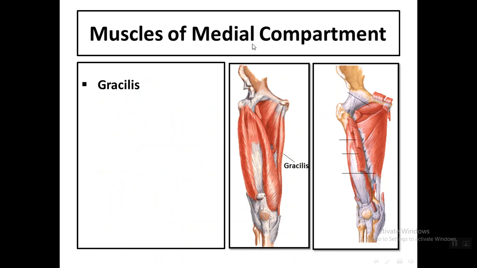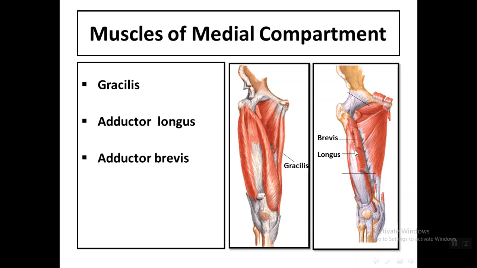First, we come to the muscles of the medial compartment. The most medial one is the gracilis muscle. Gracilis means a slender muscle. We can see that it extends from the pubic bone down to be inserted into the tibia. Next, we have the adductor longus muscle. Behind it is the adductor brevis, and the largest one is the adductor magnus muscle, which is triangular in shape.